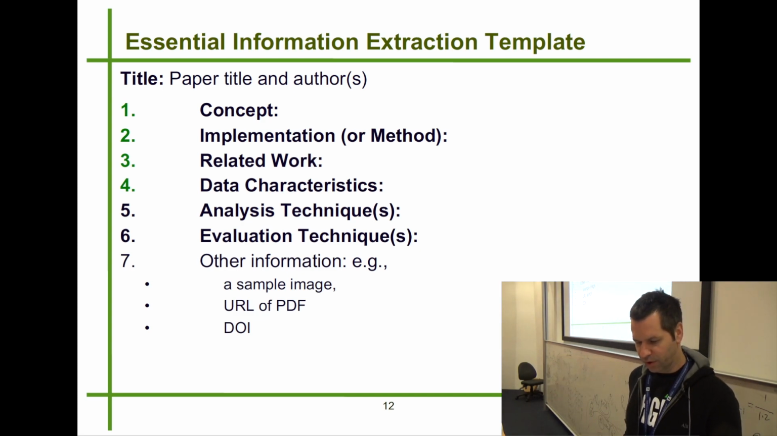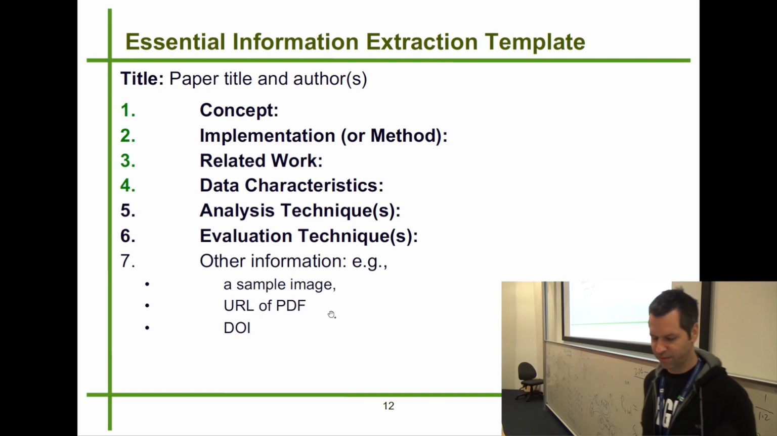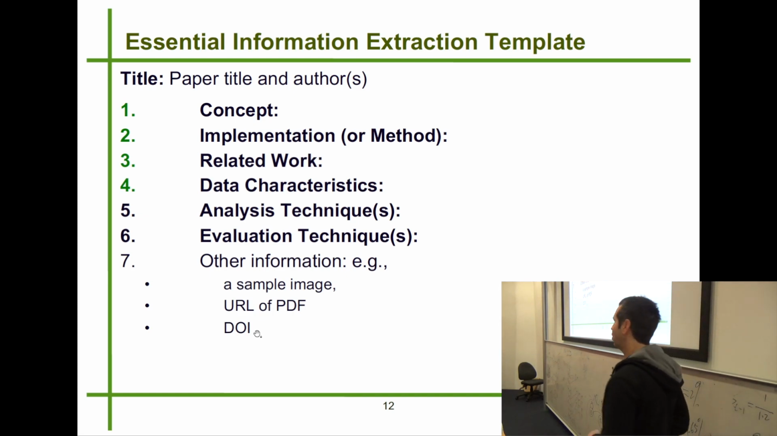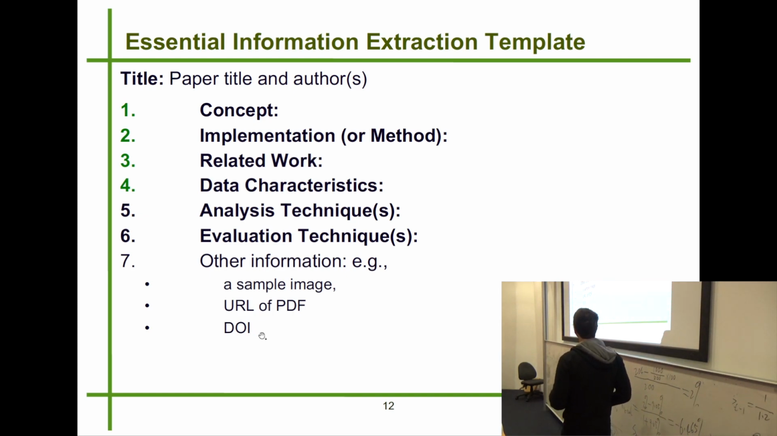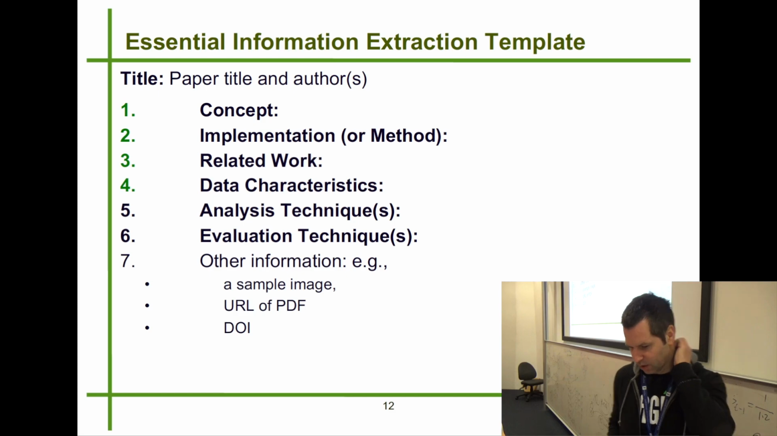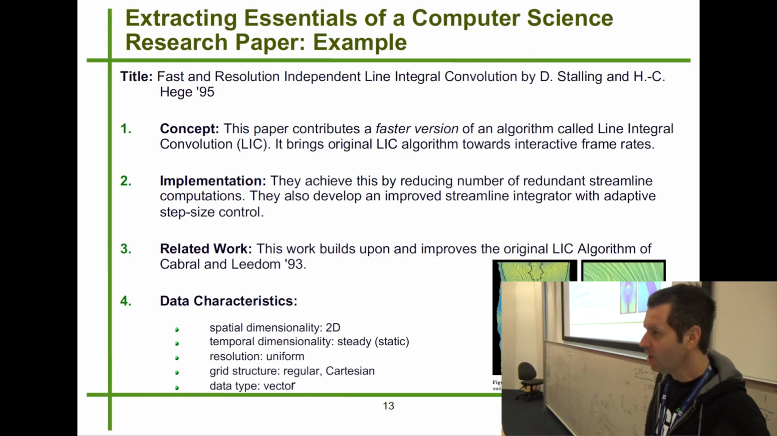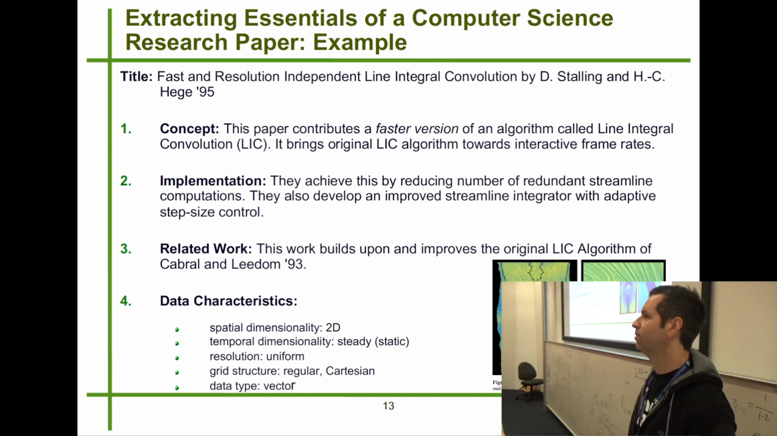So we're going to also just mention analysis techniques and evaluation techniques, right? Maybe other useful information like a sample image from the paper if we want to summarize it, the URL of the PDF, and a DOI, the digital object identifier. So if we're just following a template, this is a good one to follow. Any questions so far?